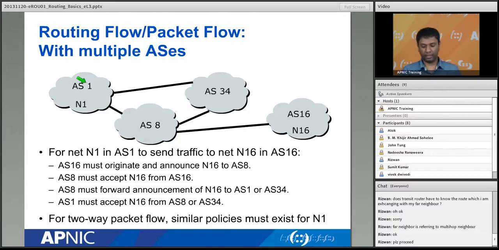The precondition is, traffic from AS1 would like to go to AS16. AS16 must originate its prefix, which is N16, and announce it to AS8, because AS8 is directly connected. Now when the prefix goes to AS8, what will AS8 do?